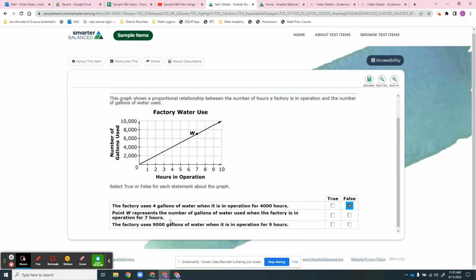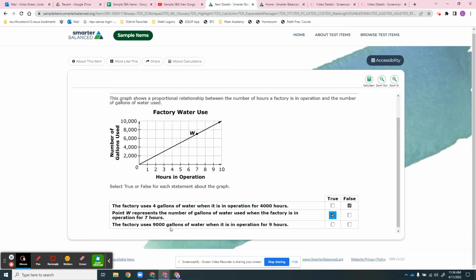Point W represents the number of gallons of water used when the factory is in operation for 7 hours. I want you guys to look. Where is 7 hours? They're really wanting you to look at the labels. Decide whether this one is true or false. Okay, so 7 hours, and there is point W. So the answer to this one is true.